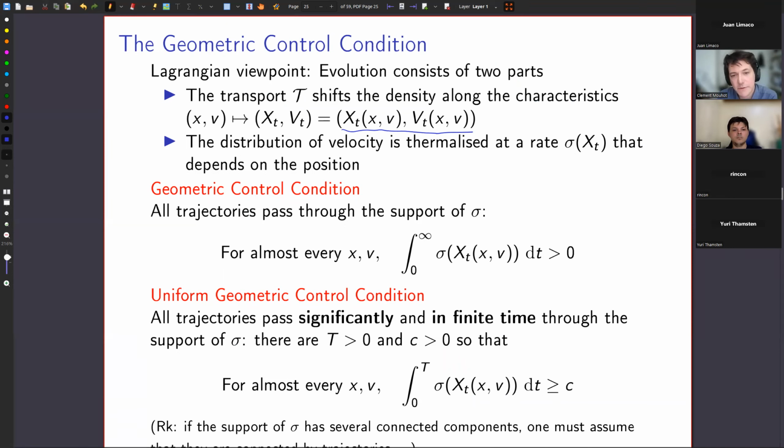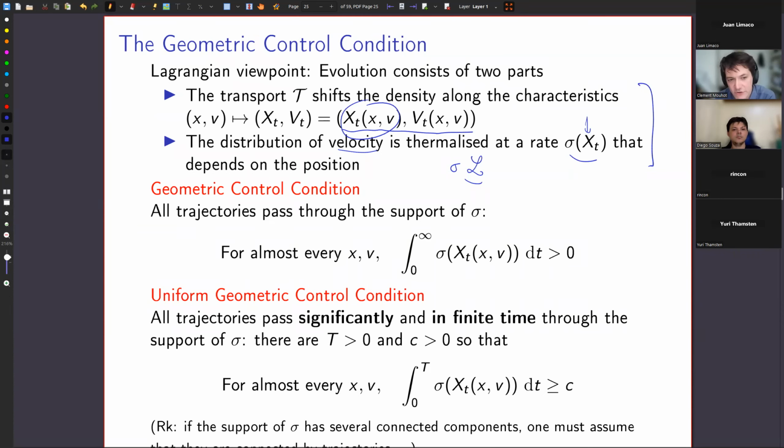Then the second part of the evolution is the thermalization in the velocity variable, this operator L multiplied by sigma. But the way you thermalize the velocity depends on the rate, which is a function of the position. So it's an interesting dynamics. You move along the characteristics, and depending on where you are, and it will change with the transport flow, you will have thermalization or not.